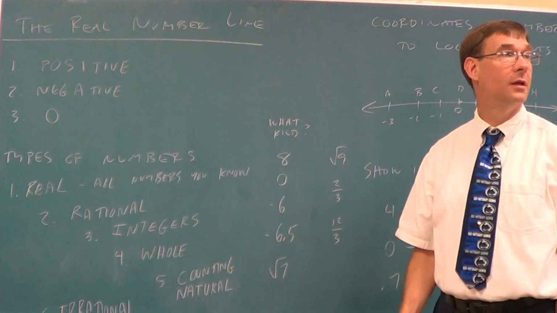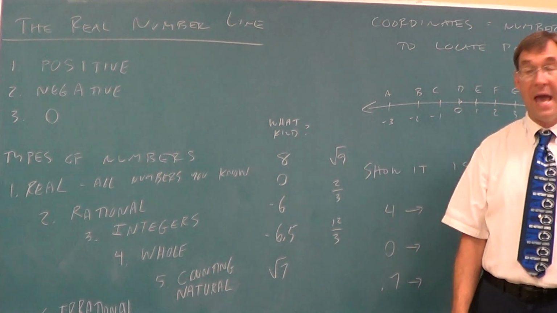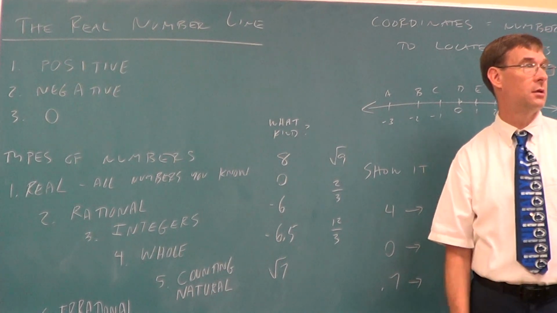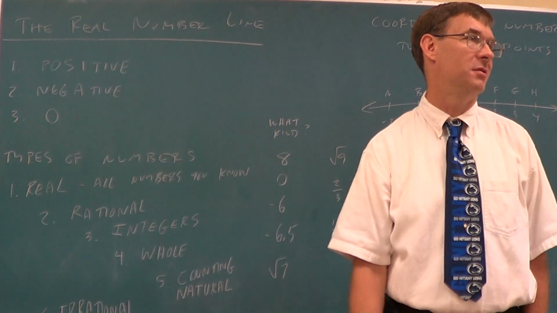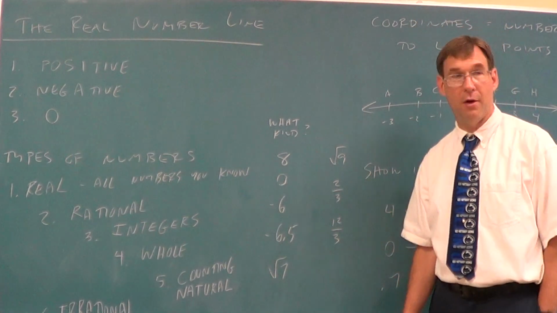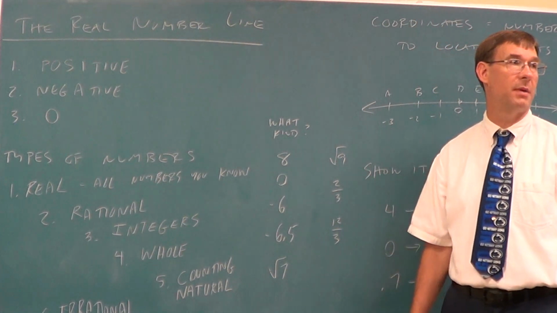Wait, is this natural or part of? Natural and counting are synonyms. Like we call you Quentin and we call you Q. It's the same, you're the same guy. You know, natural and counting. It's the same, two names for the same.